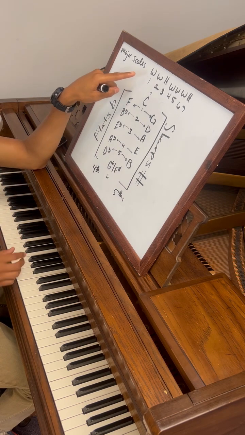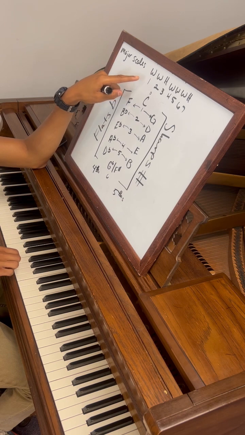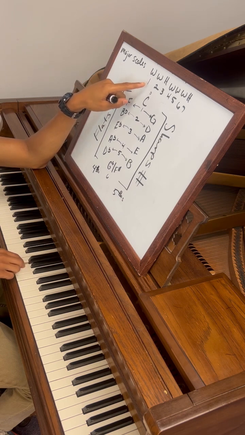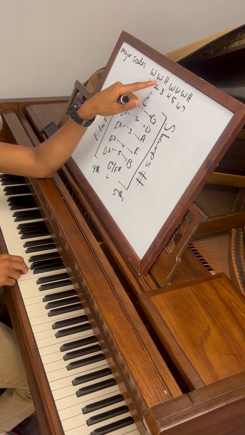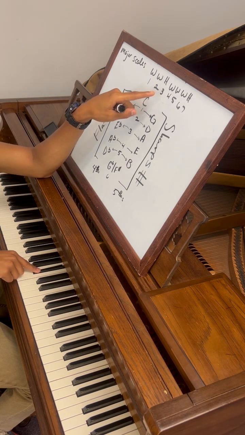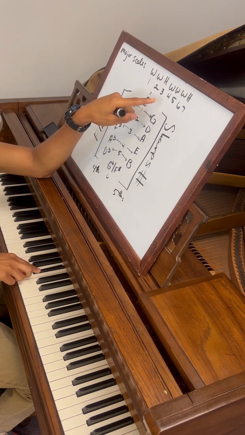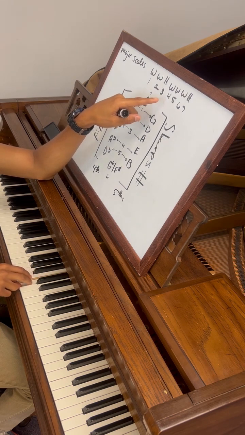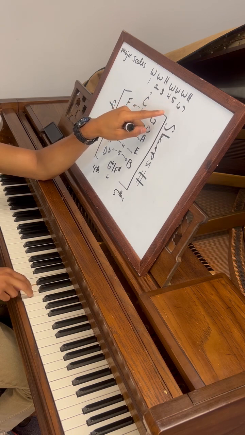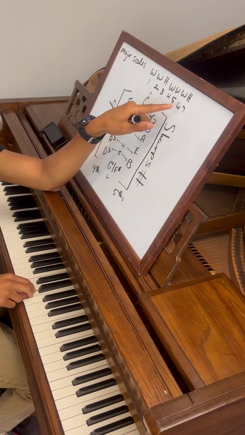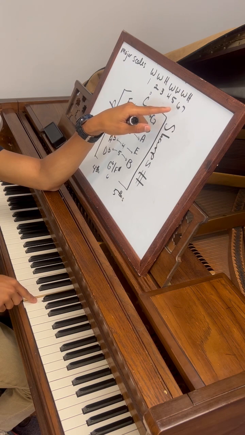Again, using our formula, it tells us starting on F, full step to G, G, full step to A, half step to B flat, B flat, a full step to C, C, a whole step to D, D, a whole step to E, and then we need a half step from E to F.